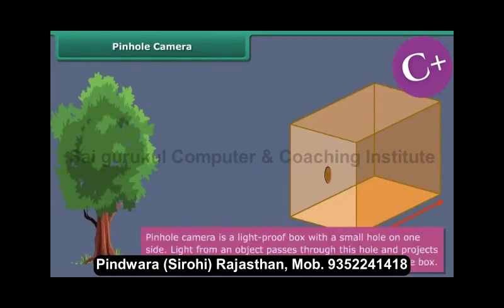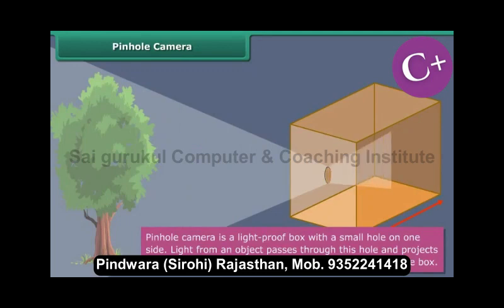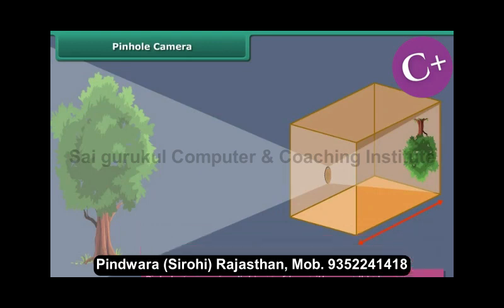A pinhole camera is a light-proof box with a small hole on one side. Light from an object passes through this hole and projects an inverted image of the object on the opposite side of the box. Let us learn how to make a pinhole camera.